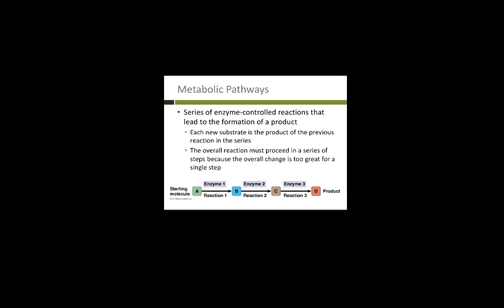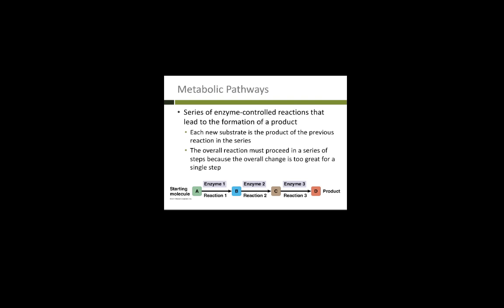A metabolic pathway is a series of reactions that happen one after the other, and they lead to the formation of a product. Each new substrate is the product of the previous reaction. So this reaction has to proceed in a series of steps because the overall change from starting molecule A to the end product D is too big to happen in one single step. So you're going to start with molecule A. Enzyme 1 is going to act on it and create molecule B.